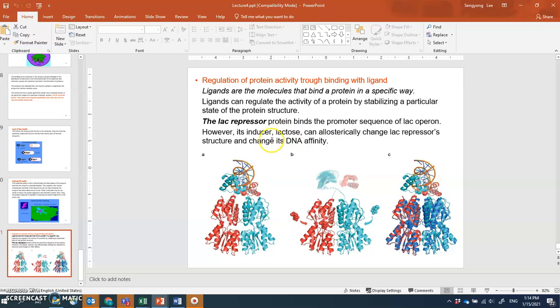So the regulation of the protein activity is possible through ligand binding. What's being regulated? The DNA binding ability without the ligand, and then that ability is controlled by the ligand. When it binds here, the structure change disallows its binding with the DNA anymore, so it falls off. So activity regulation just took place.